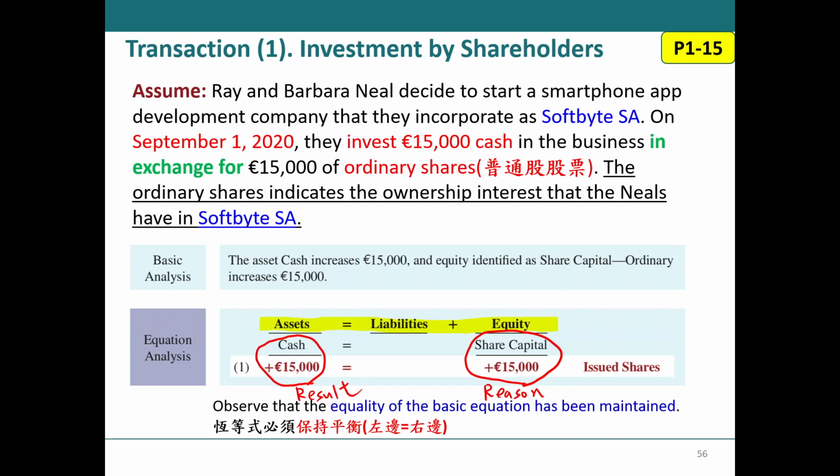Okay? After you've done this, don't forget to double check it. How to double check it? Make sure left equals right, right? So left, how much? $15,000 increase. What's the right? 15,000 increase. They are the same, right? So left equals right. So they are in balance. So did you find out? They are in balance.